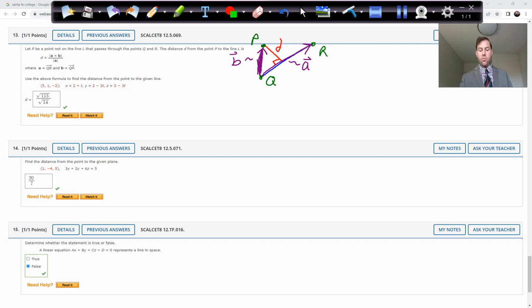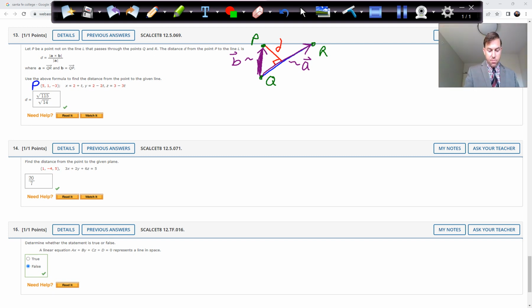So we're going to take the cross product of those, and then divide by the magnitude of A, and that should give us this distance here. So here's how we do it. So let's first label these. We're going to call this point P, (5, 1, -3).